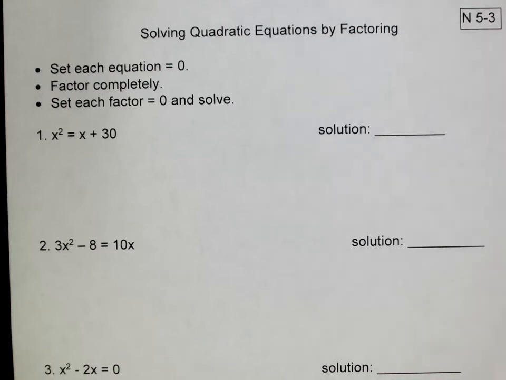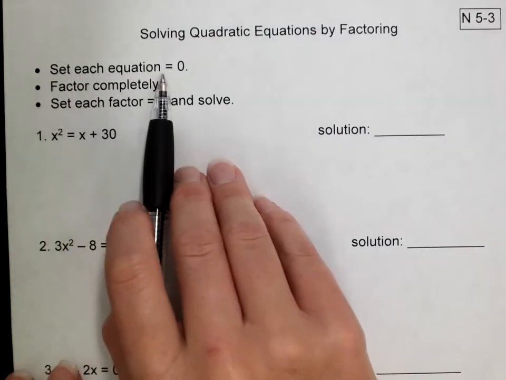All right, when you're looking to solve equations by factoring, it's basically just factoring. You're just going to have one more step at the end. Okay, so first thing you're going to have to do is set each equation equal to 0.